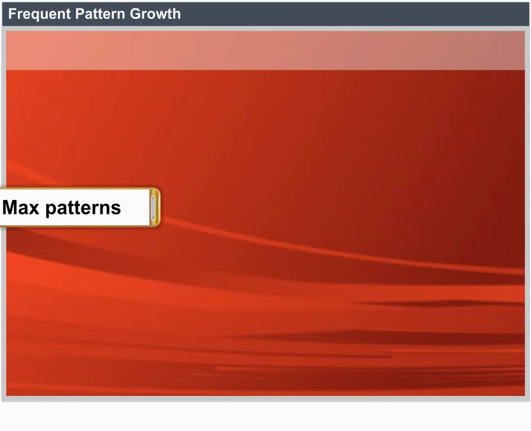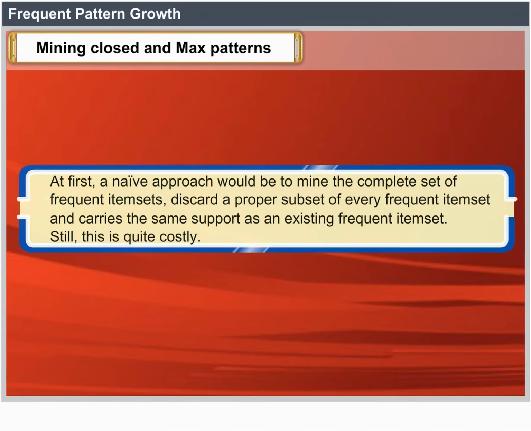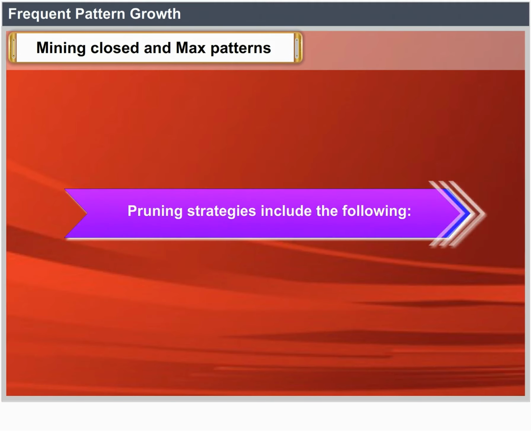Mining closed and max patterns. A naive approach would be to first mine the complete set of frequent item sets and then remove every frequent item set that is a proper subset of, and carries the same support as, an existing frequent item set. However, this is quite costly. Pruning strategies include the following.